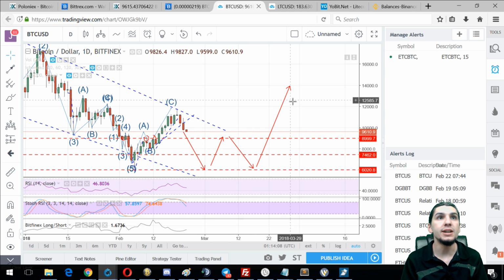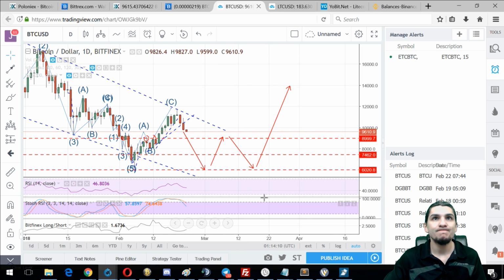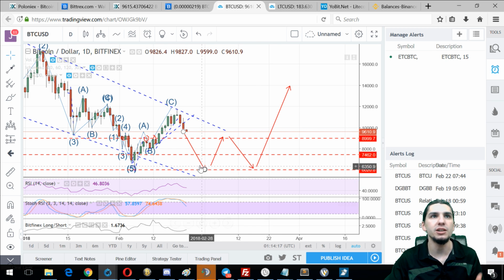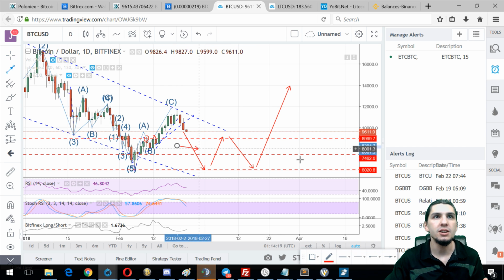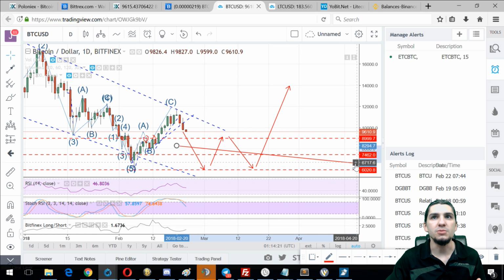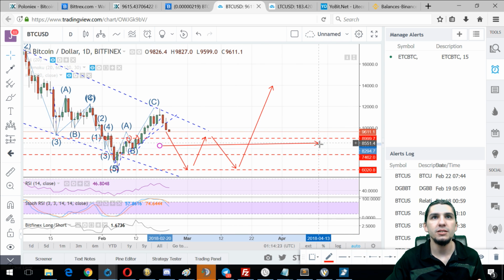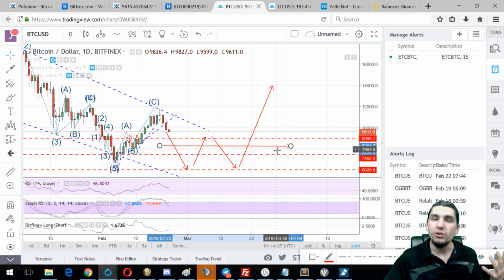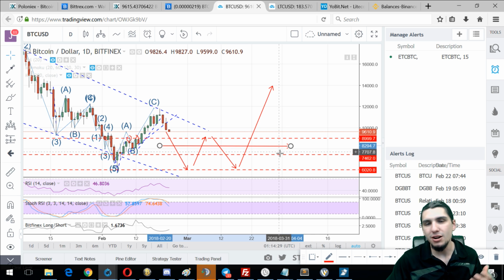Now, the time frame, I don't think we're going to be super bullish in March. This needs to range trade. This needs to take some sideways action in order to reset this market so that we can turn around and go bullish again.